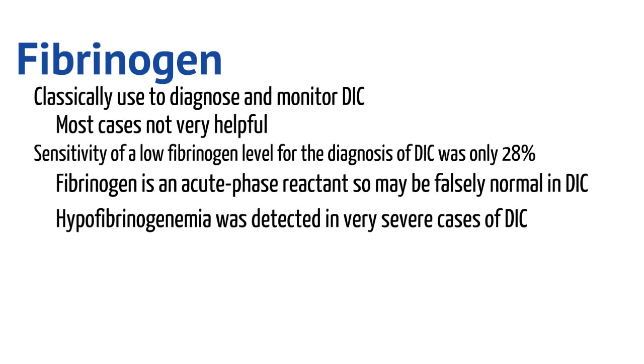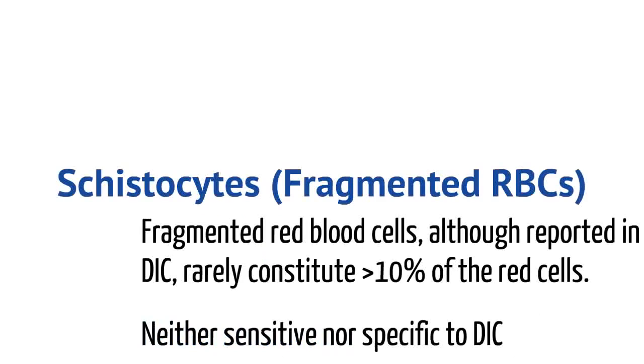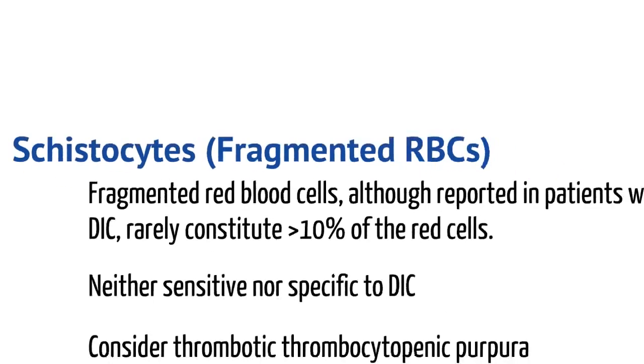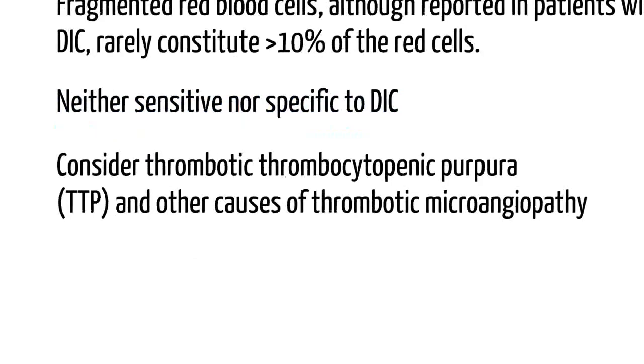Hypofibrinogenemia is rarely detected in DIC. Really, it's only seen in the most severe cases. Let's talk about schistocytes, which are fragmented RBCs. Fragmented RBCs, or schistocytes, are reported in patients with DIC, but usually they are only about 10% at the most of red blood cells. Sometimes they can be more.